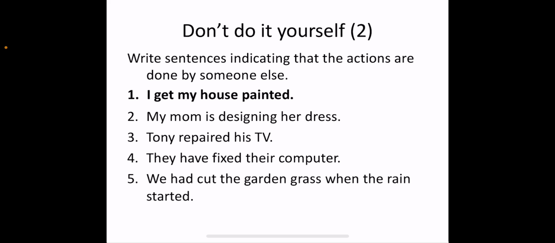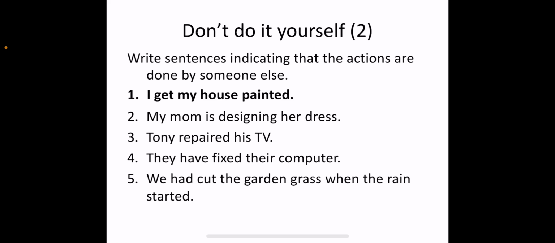So I paint my house converts into I get my house painted. And in this example, it is not me, but a painter or a friend or another person helping me with the painting of the house. Careful when you use the different structures with get and have, because they must coincide with the original. We can use have something done or get something done in all the tenses. The first one is present, so that's why we're using present. But check number two. Number two is present continuous. So when I create it, I need to respect that one. So my mom is designing her dress.